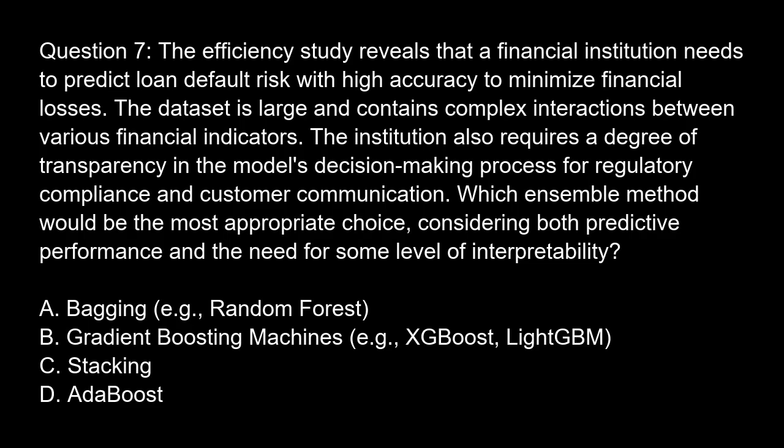The efficiency study reveals that a financial institution needs to predict loan default risk with high accuracy to minimize financial losses. The dataset is large and contains complex interactions between various financial indicators. The institution also requires a degree of transparency in the model's decision-making process for regulatory compliance and customer communication. Which ensemble method would be the most appropriate choice, considering both predictive performance and the need for some level of interpretability? Option A, bagging, e.g. random forest. Option B, gradient boosting machines, e.g. XGBoost, LightGBM. Option C, stacking. Option D, AdaBoost.